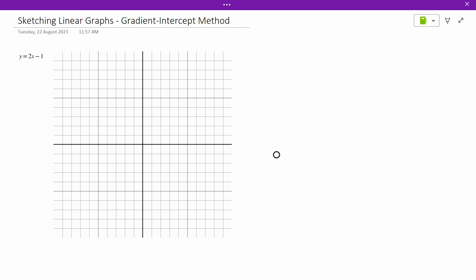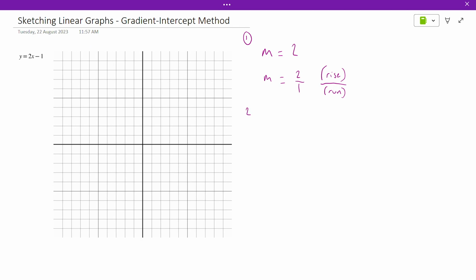Firstly, we can identify the gradient, and the gradient is m, and our gradient for this particular equation is 2. Now, we can rewrite that as 2 over 1 as a fraction, and that's going to be important for when we go to find our second coordinate. And just while we're touching on the gradient, we know that the gradient is the rise over run. So I'm just going to put in brackets over here, this is the rise over the run. Okay. We're just going to keep that separate for now. So that's the first thing we know.